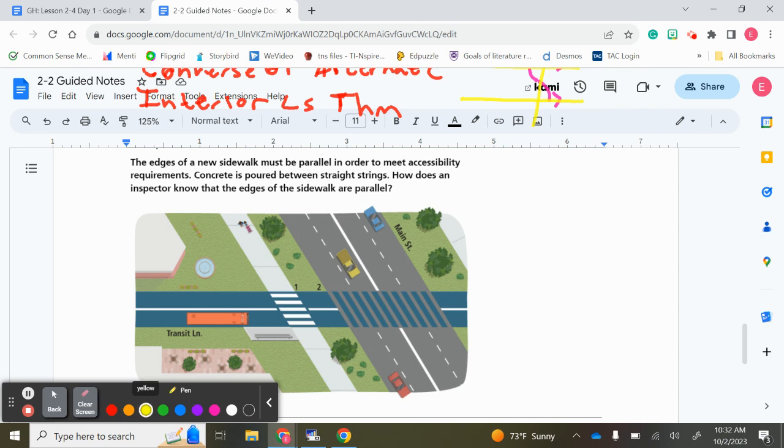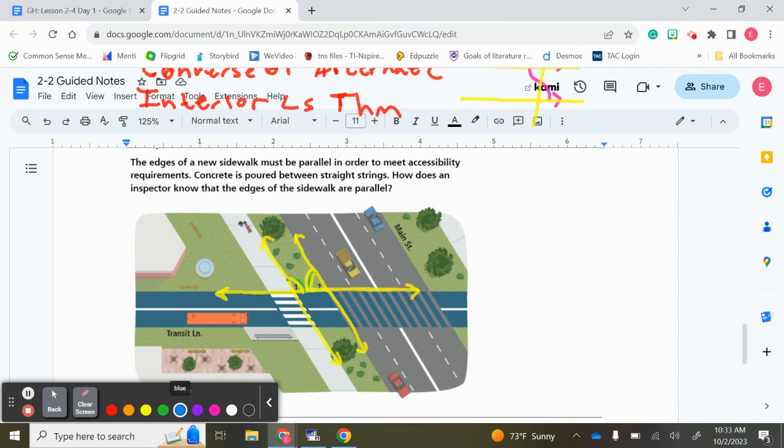So what I'm going to do here is highlight this. This is our transversal. Here's the parallel line for the sidewalk, and here's the parallel line for the street. So the question here is, what kind of angles are 1 and 2? They're same side interior. So they need to be what in order for these two to be parallel? Congruent or supplementary? Supplementary. They have to be supplementary.